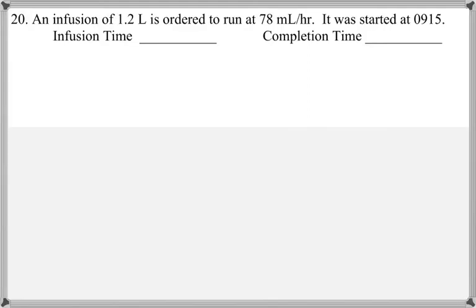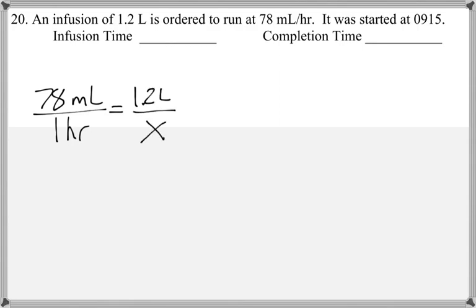Number 20 says, an infusion of 1.2 liters is ordered to run at 78 mLs per hour, and it was started at 09:15. So to find the infusion time, we need to set up a proportion with the rate and the amount that we are infusing. So 1.2 liters, and that is 1200 mLs.